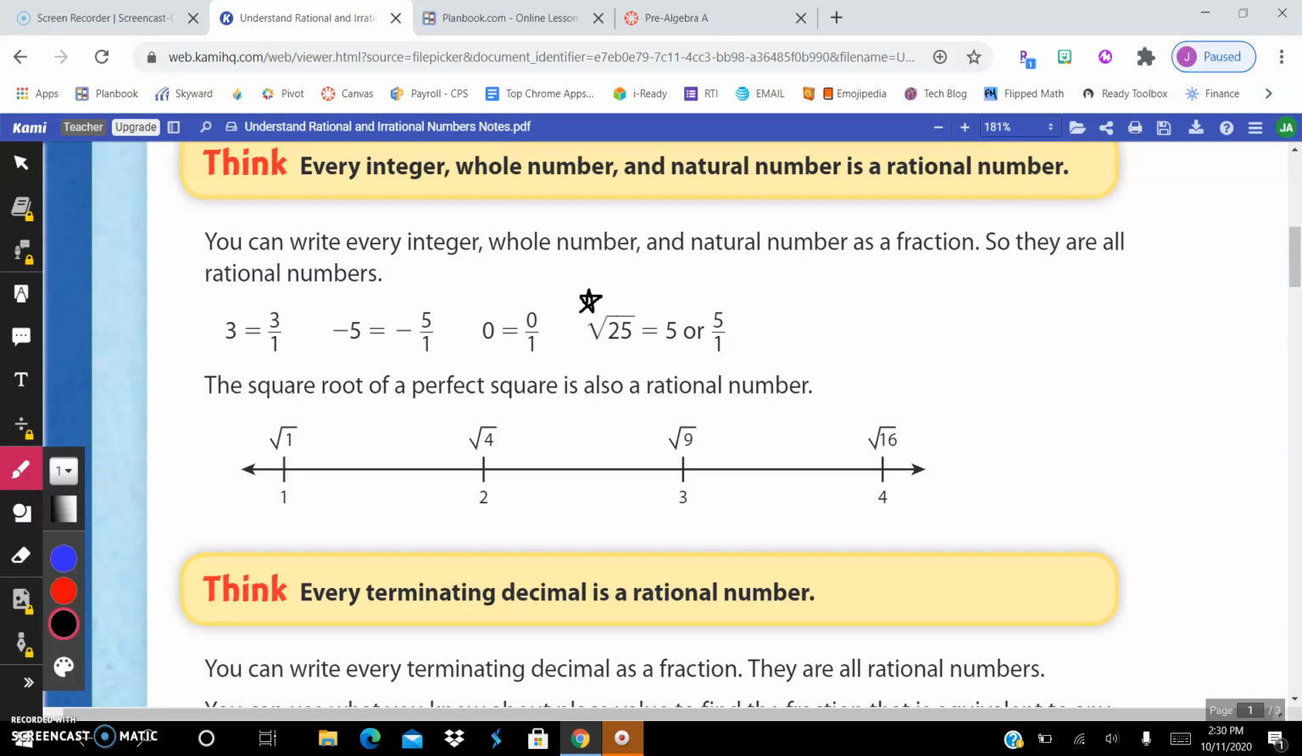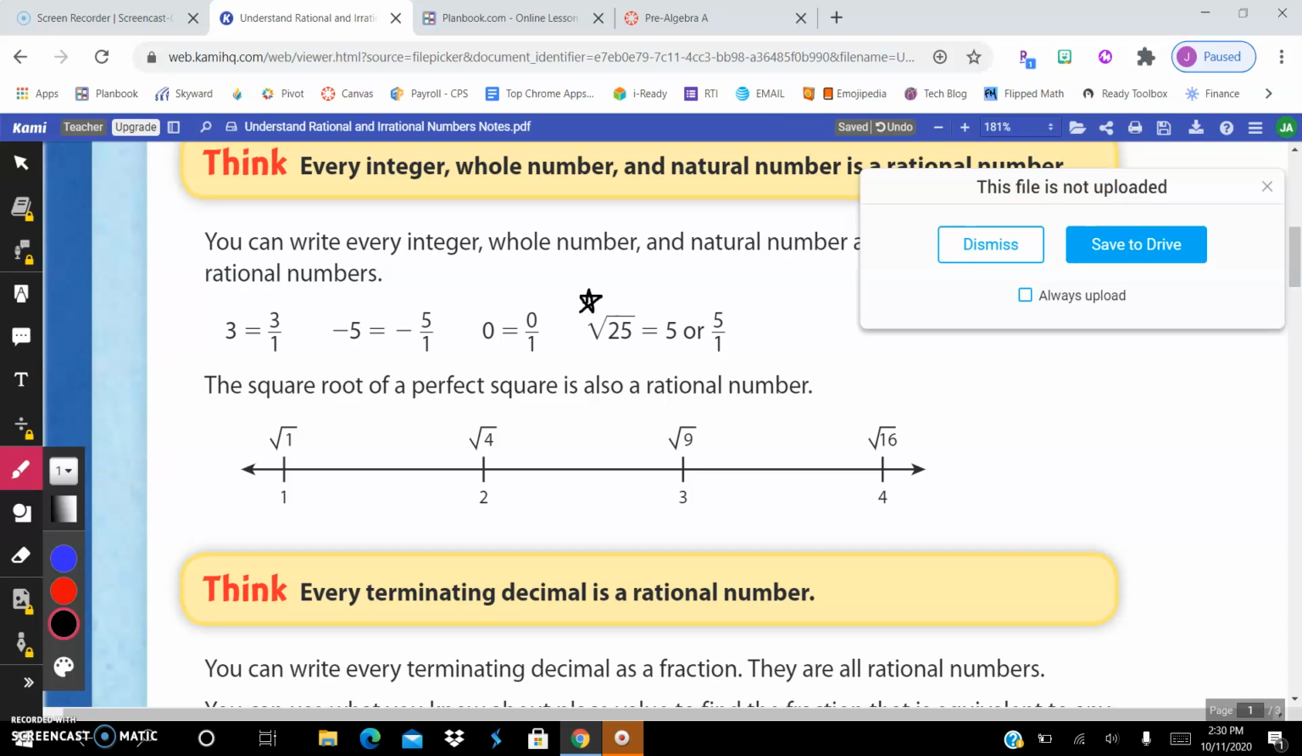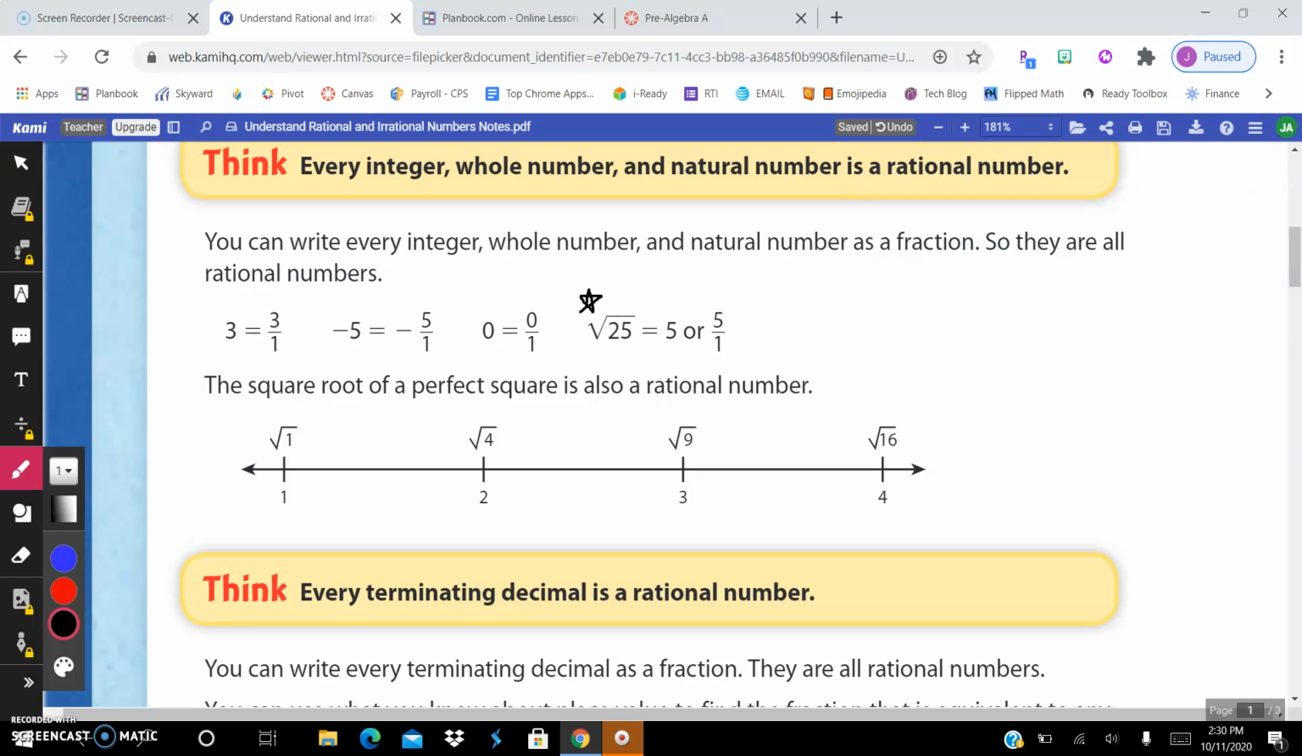The square root of 25 is equal to 5. So don't just automatically see that square root, that radical symbol, and automatically think it's got to go on that left-hand side of that chart because it has a radical symbol. Look to see if it's a perfect square first, which means it has a whole number answer. So in this case, the square root of 25 is 5, so it fits actually on the rational side because 5 is rational. Okay, and I just talked about this number line here.